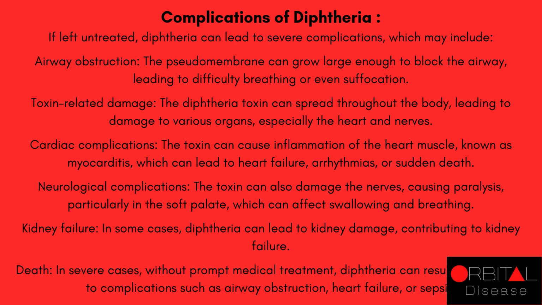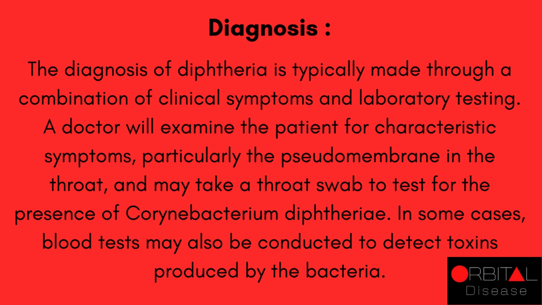Neurological complications. The toxin can also damage the nerves, causing paralysis, particularly in the soft palate, which can affect swallowing and breathing. Kidney failure. In some cases, diphtheria can lead to kidney damage, contributing to kidney failure. Death. In severe cases, without prompt medical treatment, diphtheria can result in death due to complications such as airway obstruction, heart failure, or sepsis.